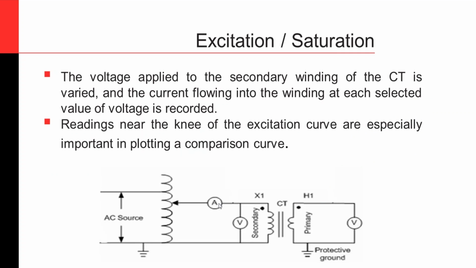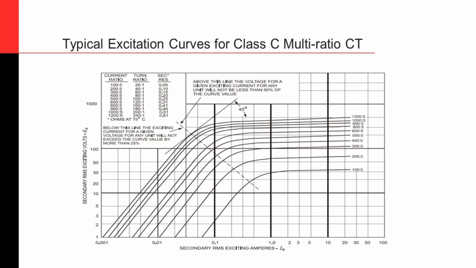Now comes the excitation or the saturation test. And hopefully this should answer the question from Mr. Matthew. So what you do in an excitation or saturation test: you apply voltage on the secondary winding, and you measure the current flowing through each and every single tap on the secondary. You can have a 5-tap CT, a 2-tap CT, or whatever number of taps. The most predominant are, I would say, single tap and 5-tap CT.